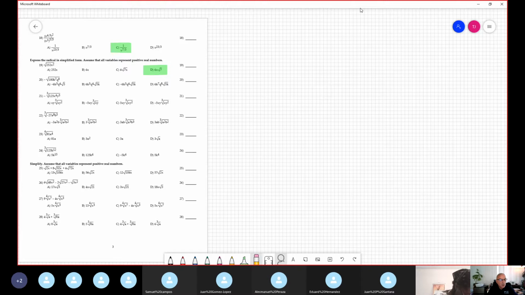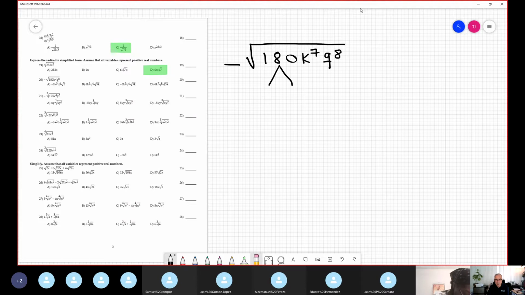Okay, let's move on to 20. 20 says, well, look, it is negative square root of 180 x to the 7th, y to the 8th. Okay, let's do it. Don't worry about this negative. The guy doing this practice put it to confuse you. But no. This is like a negative 1. Entonces you don't touch this negative. Never touch. You keep it there. Entonces now I focus on the numerical part.